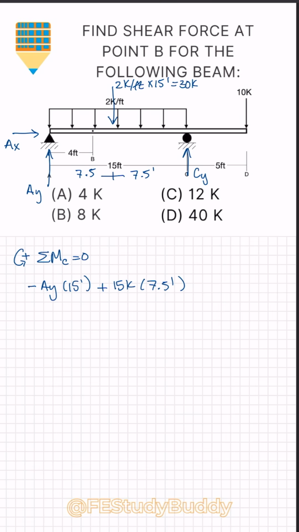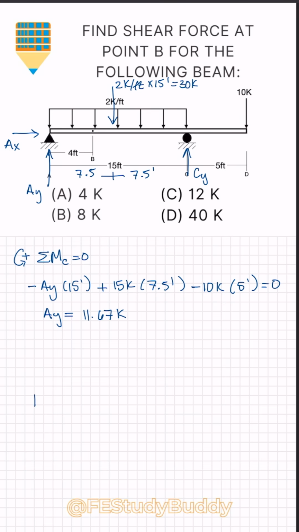CY passes through our support, so it has no moment arm. And lastly, we have negative 10 kips, which is 5 feet away, causing a clockwise rotation around joint C. Plugging that into our calculator, we will find AY is equal to 11.67 kips.